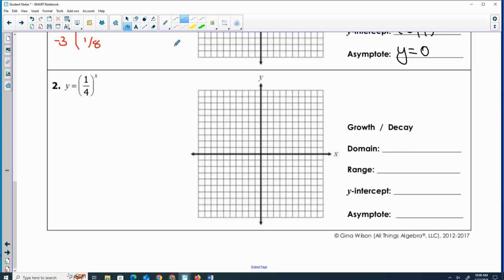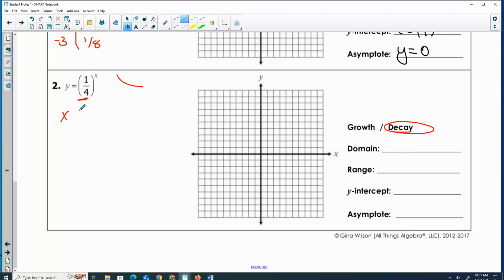If I look at this one, can you tell me right now, is it going to be growth or decay? Decay, because it's between 0 and 1. That means our graph should be getting smaller. So if your base is bigger than 1, that's growth. If it's smaller than 1, it's decay. So I know right now my graph should be falling. It's going to be getting smaller.